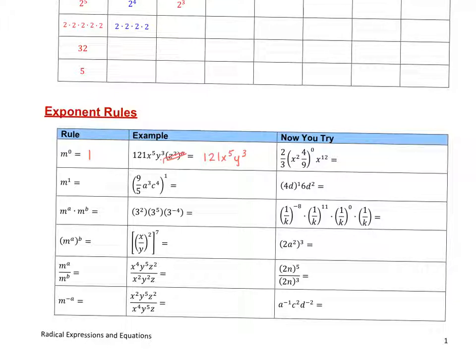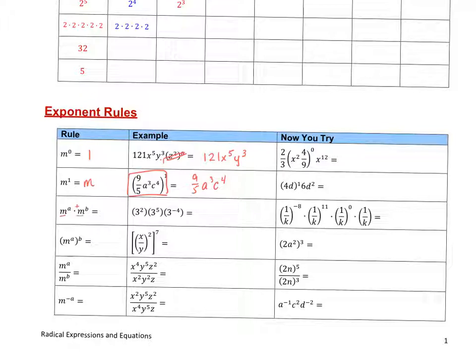Okay, let's jump to the next rule, m to the 1st. Anything to the 1st is just itself, so it's m. So this whole thing to the 1st power is just going to remain the same, 9/5, a to the 3rd, c to the 4th.